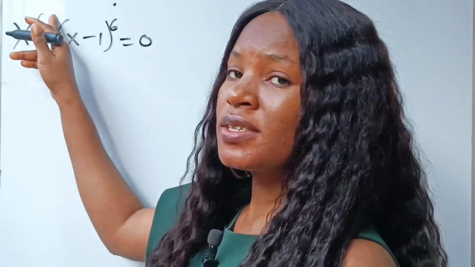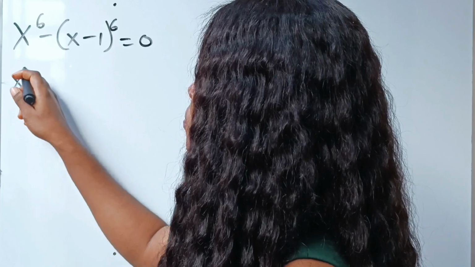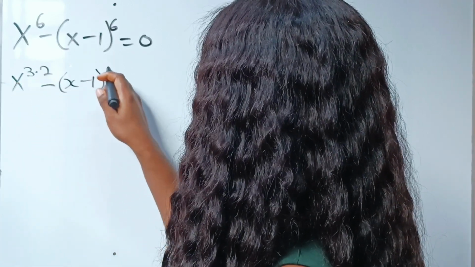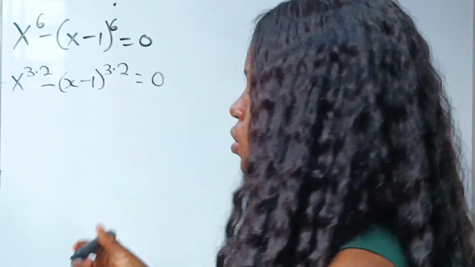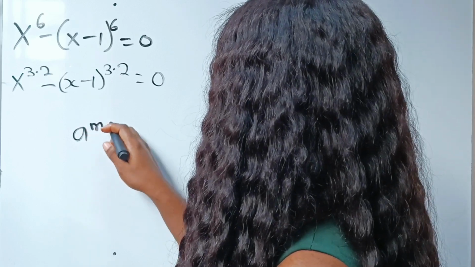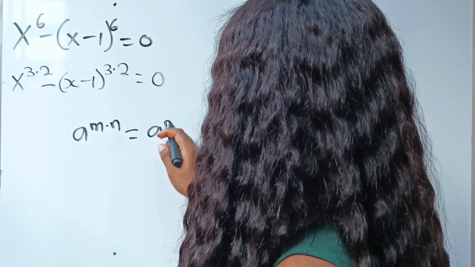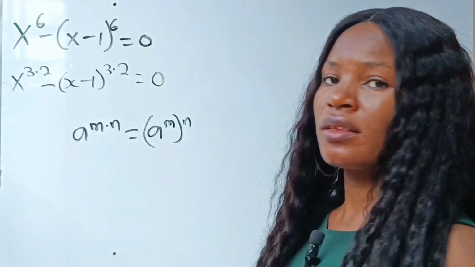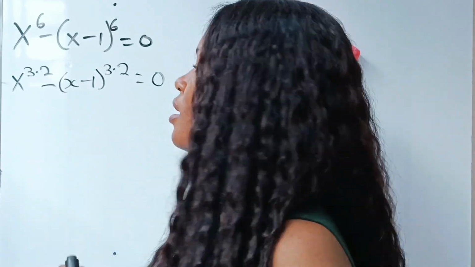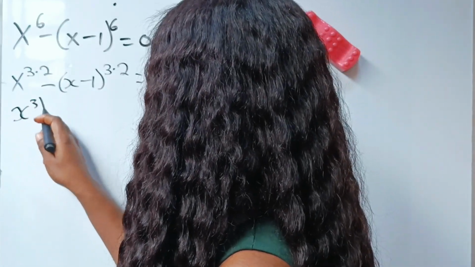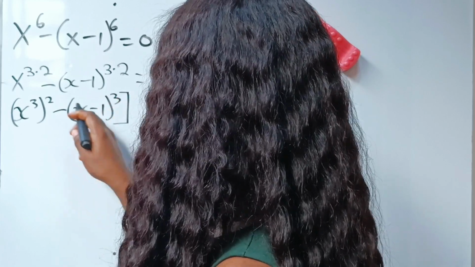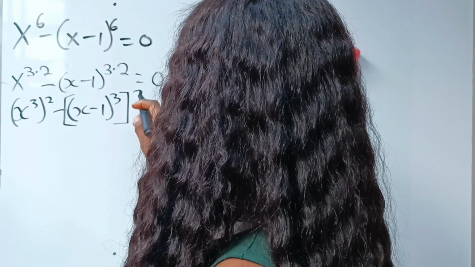So x to the power of 6 can be expressed as x to the power of 3 multiplied by 2, minus x minus 1 to the power of 3 minus 2 is equal to 0. I want us to recall that a to the power of m multiplied by n can be written as a to the power of m raised to the power of n. So by so doing, let's apply that here. If we do that, we are going to have x to the power of 3 squared minus x minus 1 to the power of 3 squared is equal to 0.